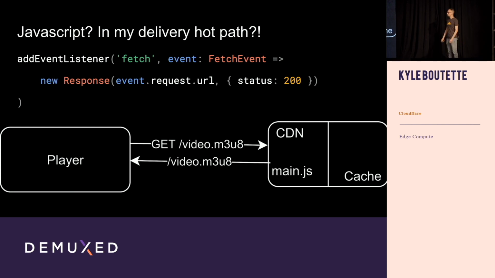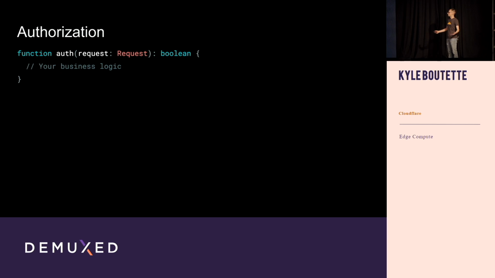Let's try some more lines. So I said more lines. This is 3 lines. We can do authorization. So we can take a request, look at some part of it, maybe a header, maybe a cookie, maybe part of the URL, and we can decide if it should continue or not.